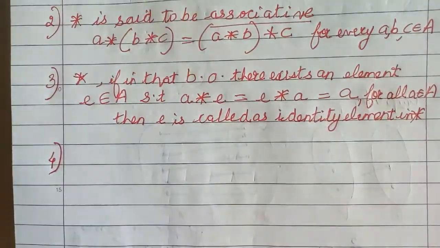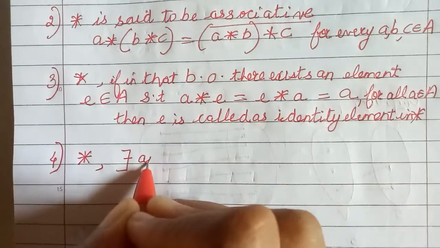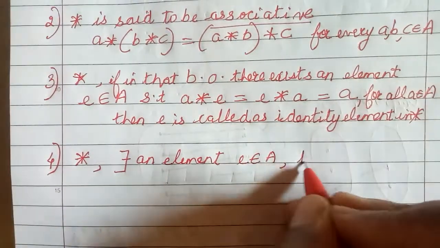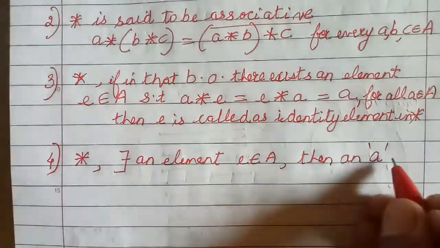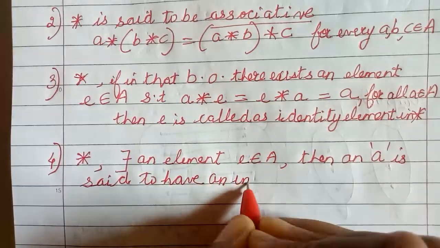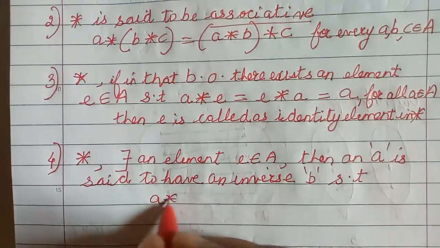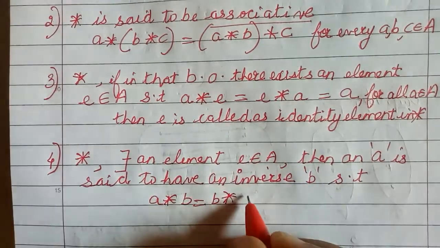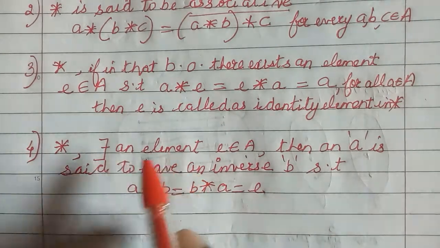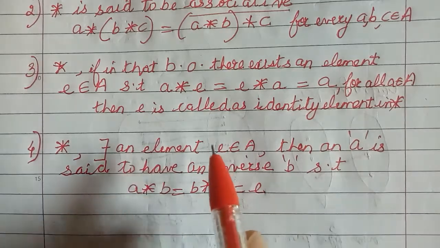Now the fourth one. The fourth one says that if in your binary operation there exists an element E belongs to A, then an element small a is said to have an inverse small b such that A star B will be same as B star A will be same as E. What does that mean? For a given binary operation star, if in that binary operation there exists, the condition is very important, you should have an identity element E belongs to A. E means identity element.